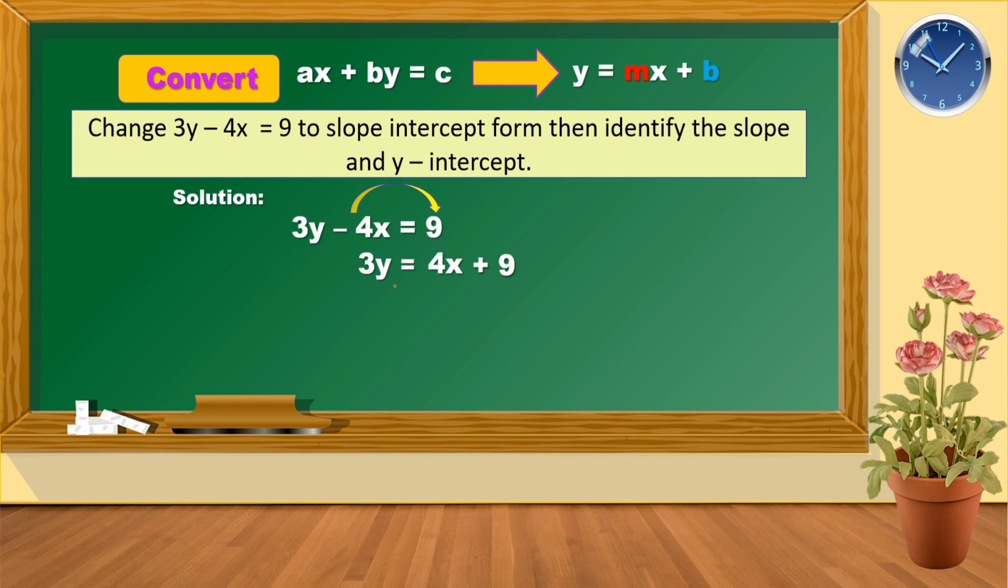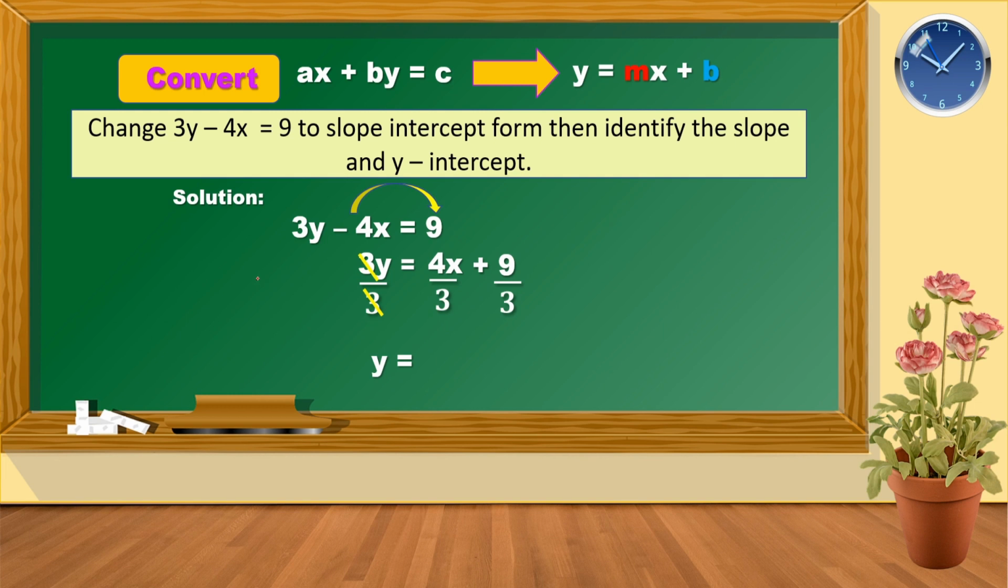So, therefore, we will divide 3 to eliminate the coefficient of y. And since we divide 3 here on the left side of the equation, we have to divide 3 also on each term of this side. So, sa side na to. So, we have 3y over 3 equals 4x over 3 plus 9 over 3. Okay, next one is, we can cancel 3 over 3. So, may matitira tayo na y equals, so ito, hindi na natin siya pwedeng masimplify.